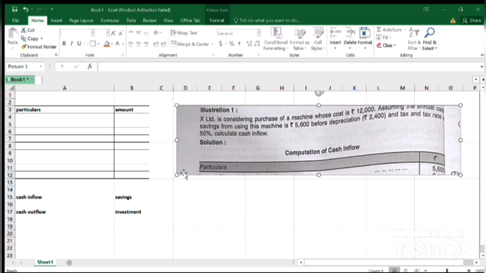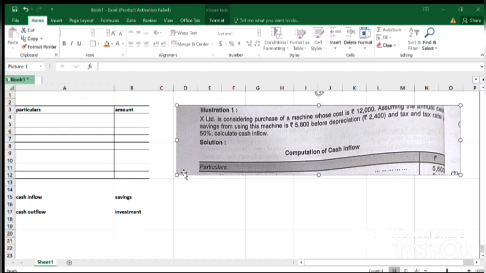Now we are going to start with the first sum, which is illustration number 1, which says X Limited is considering purchase of a machine whose cost is 12,000. We don't need to do anything with the cost. We only focus on the saving or the investment part. We only need this kind of amounts only. So, assuming that the annual cash saving from using this machine is 5,600, that is before depreciation of 2,400 and tax rate is 50%, calculate cash inflow.